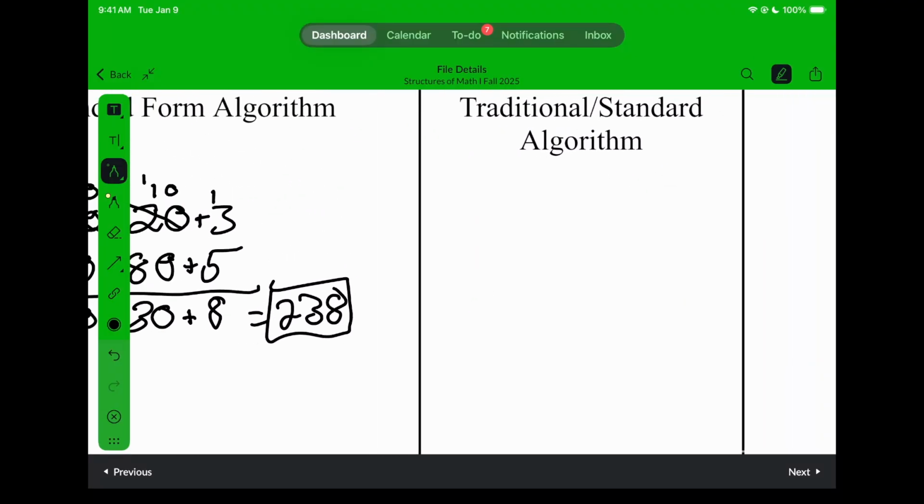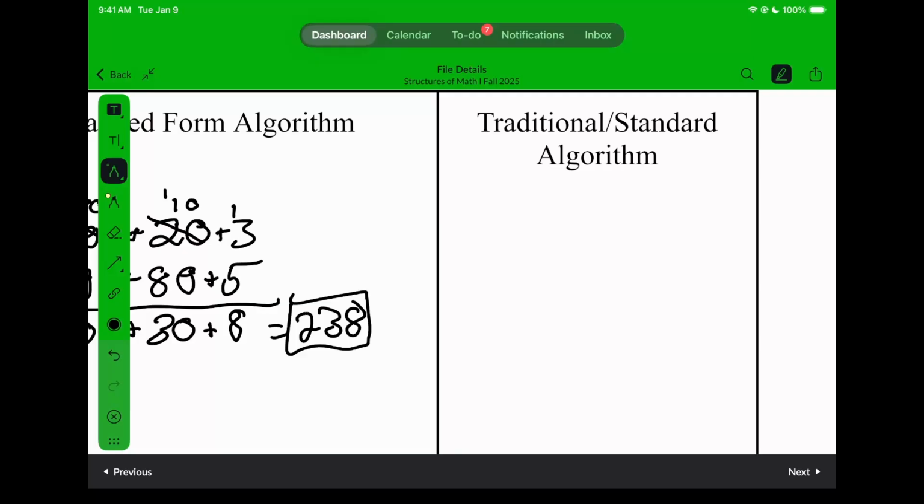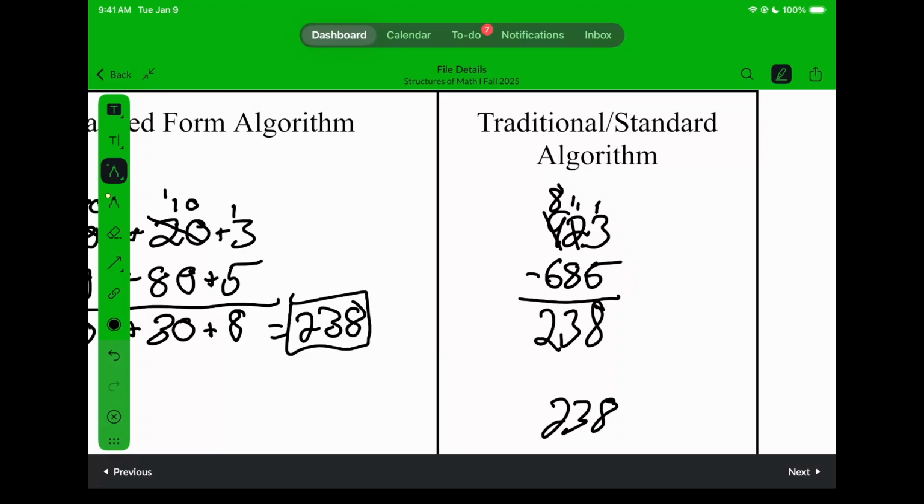And then now look at that. Already at the traditional standard algorithm. 923, 685. I'm going to take here. And then that's that. And then 8. Take here. That's that. 3. And then 2. 238.